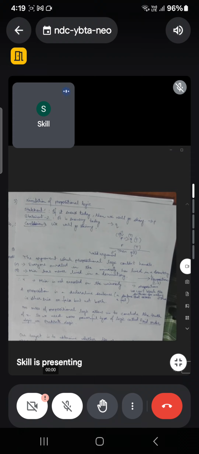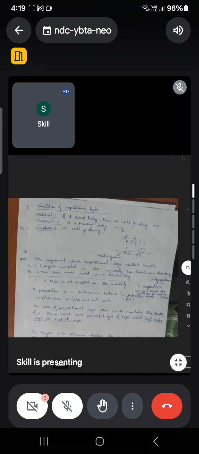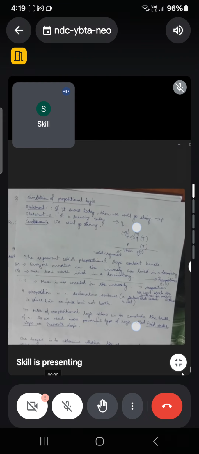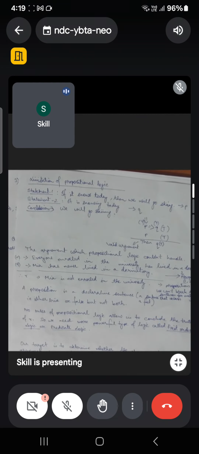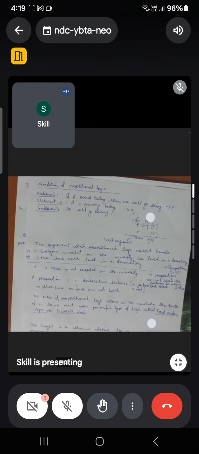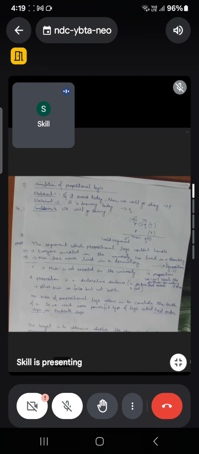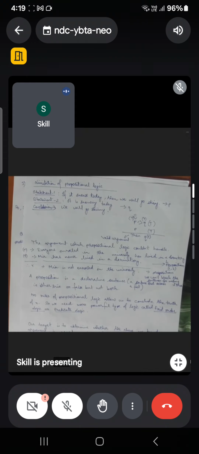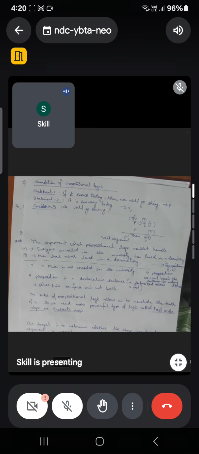So the previous two statements were holding, as the conclusion will be valid. So now we will see another statement, the argument which propositional logic cannot handle. Suppose one statement, everyone enrolled in the university has lived in a dormitory. And second is Mia has never lived in a dormitory. So two propositions we have. Suppose let's say P and Q. Then R will be Mia is not enrolled in the university.